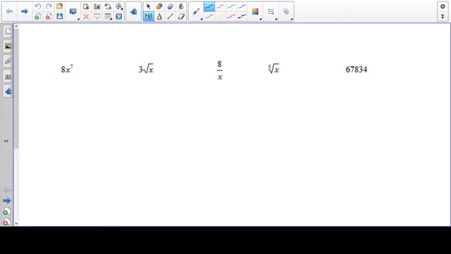This first one, my derivative rule means I'm going to bring down my 7. I'm going to multiply with that 8. So 8 times 7 gives me 56. X to the 6, because it's 1 less than 7.